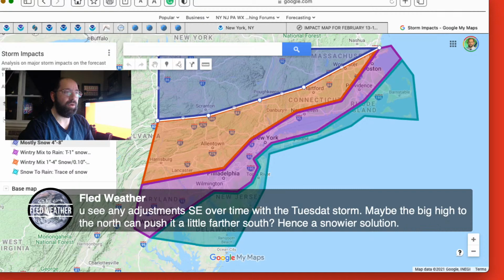Let's see here. So no chance for all snowfall anymore. Not in this situation. Now, between now and March 15th, I can't rule out a major winter storm producing all snow, but your chances are kind of declining.